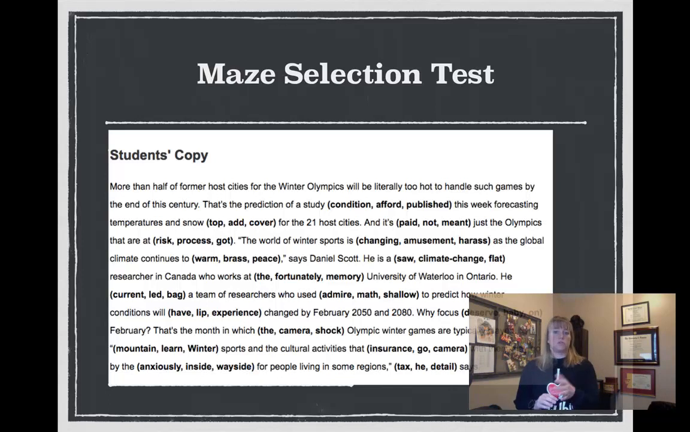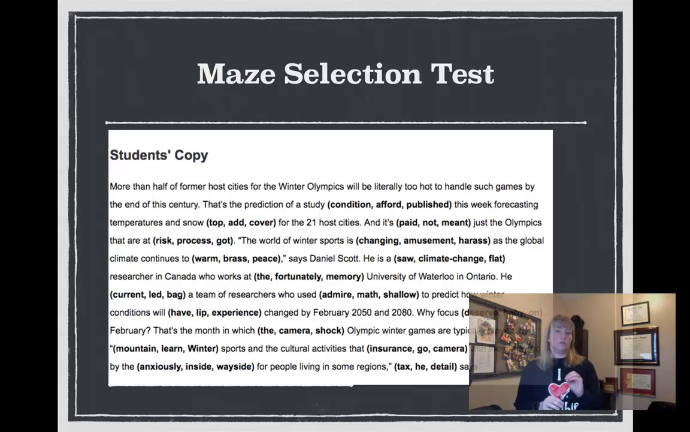For example, for this one I thought about the Winter Olympics, which we're talking about a lot in our house right now, and I know a lot of kids are learning about it. So this one was about how the planet warming affects the Winter Olympics. I pulled out some text rated at a 9th grade reading level, plugged it in, had it determine what the reading level was for me, and then I had it create the maze selection test.